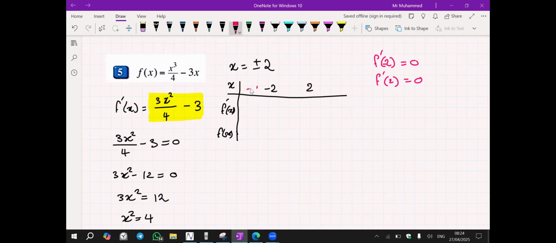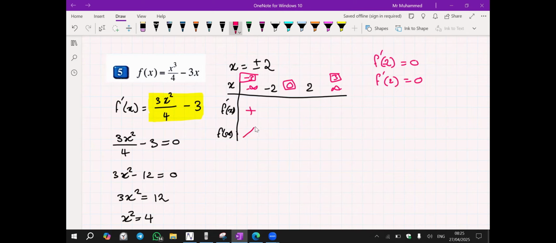Less than negative 2 is negative infinity. More than 2 is infinity. Between them for testing is 0. So here I want to choose negative 3, and here I want to choose positive 3. Put negative 3 here. Negative 3 squared is 9, 9 times 3 is 27. Divide by 4 minus 3, it is positive.